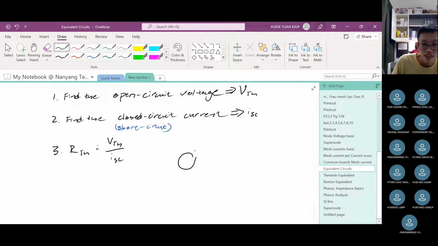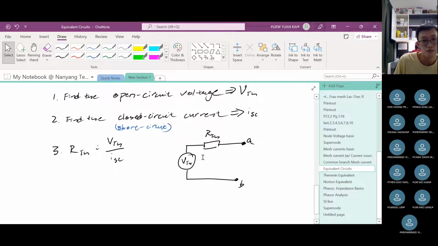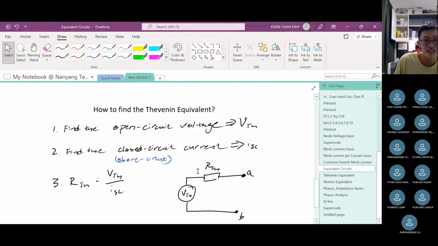So here's the voltage source, in series with your resistance, your Thevenin equivalent resistance. And then these are your two terminals, A, B. And that's it. So please note down these 3 steps. Put it in your lecture notes or wherever, because this is the most important working in this chapter.